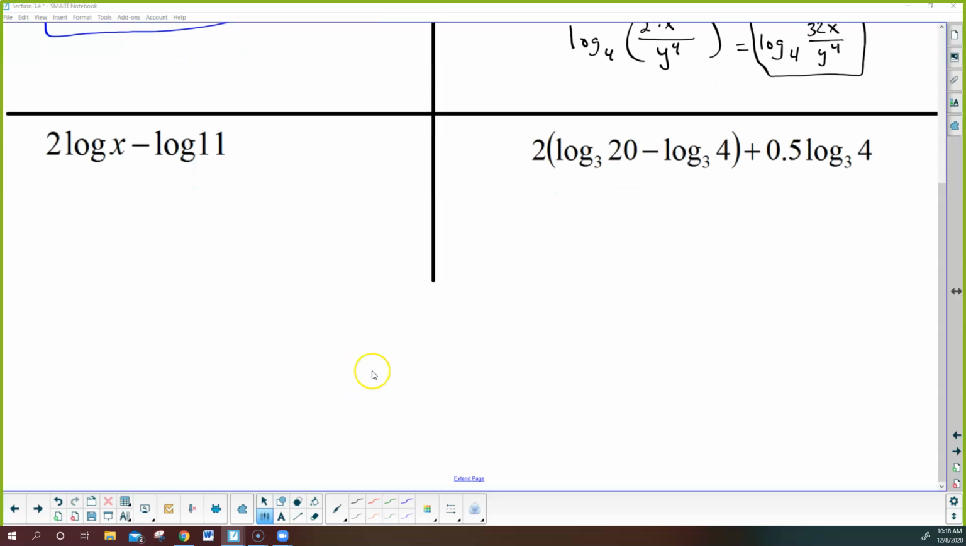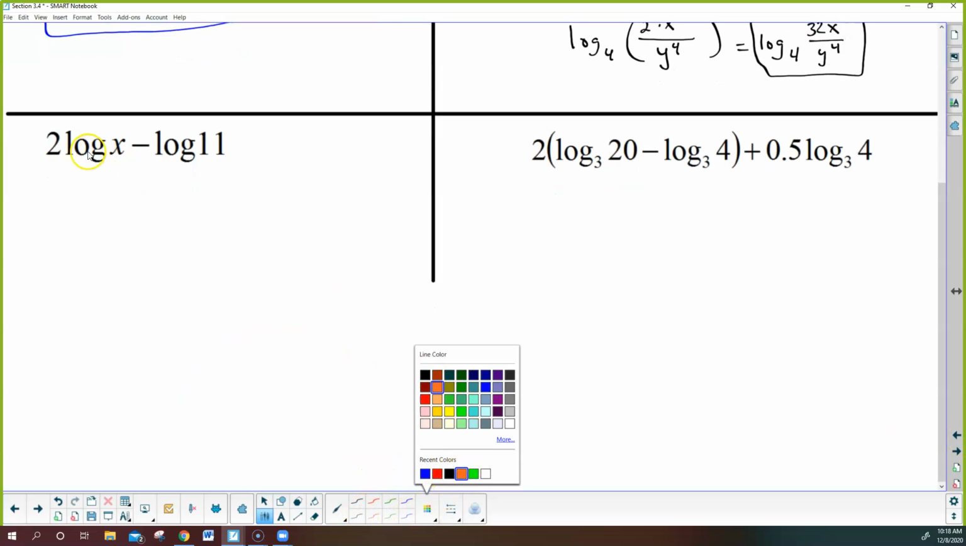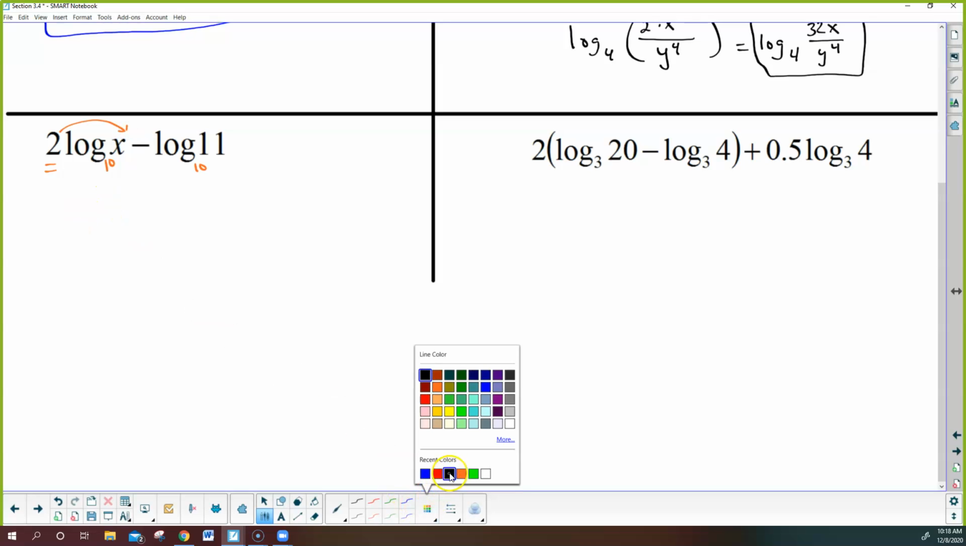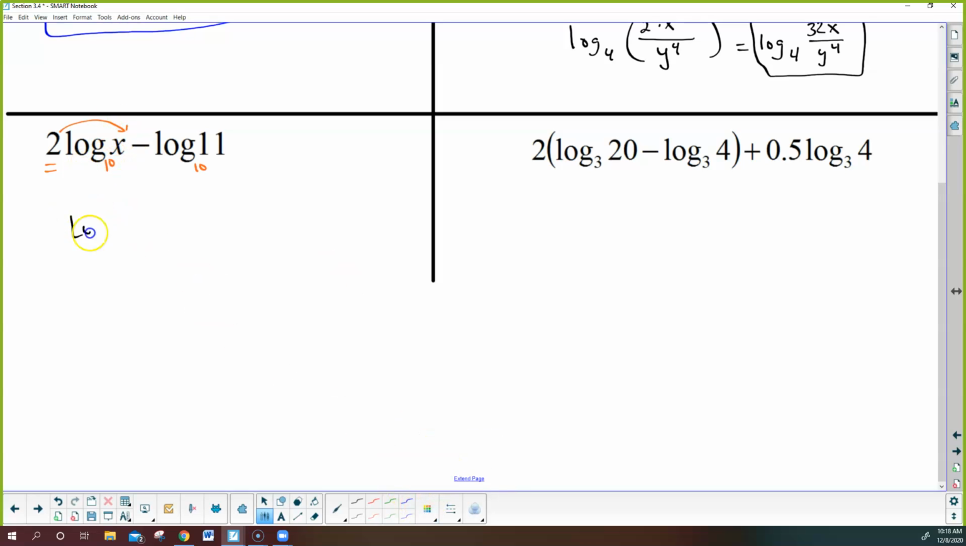All right, let's go over these here quick. So, first thing I notice is they do have the same base. They've got the base 10, which we don't need to write, but I have one constant that is going to come out in front. So that's going to be x squared. And then I've got log of 11.